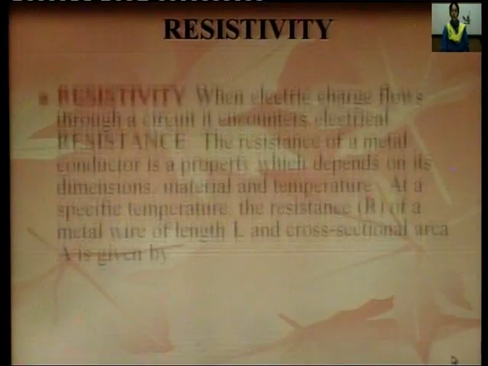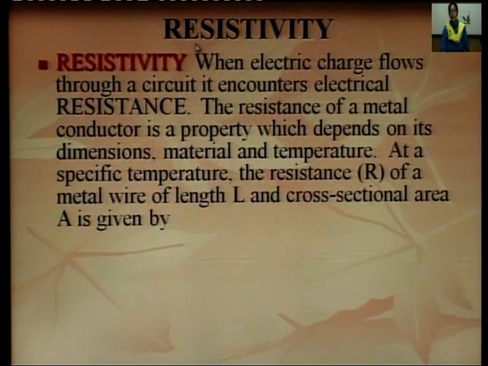Now next, what is resistivity? Actually we have to define what is conductance and conductivity. So before going to conductance and conductivity, we must know what is resistance and resistivity. So now what is resistivity? When electric charge flows through a circuit, it encounters electrical resistance. So the resistance of a metal conductor is a property which depends on its dimensions, material and temperature.